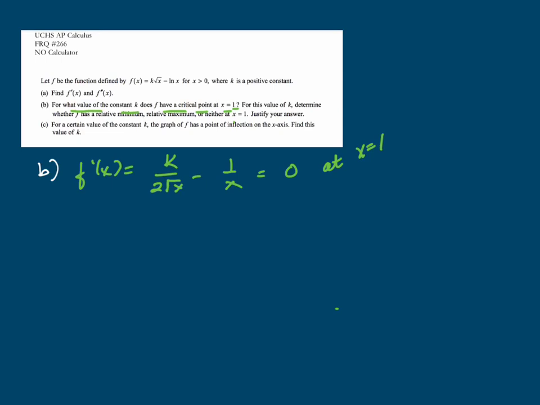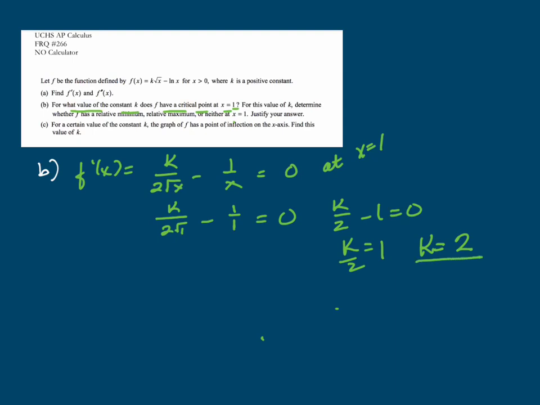So we are going to say that k over 2 times the square root of 1, minus, substituting in 1, minus 1 over 1 is equal to 0. So k over 2 minus 1 equals 0. So k over 2 equals 1, or k is equal to 2. So that's the first part. It said, for what value of k does f have a critical point? So when k is 2, it has a critical point at x equals 1.